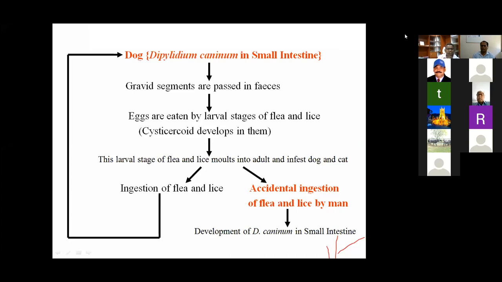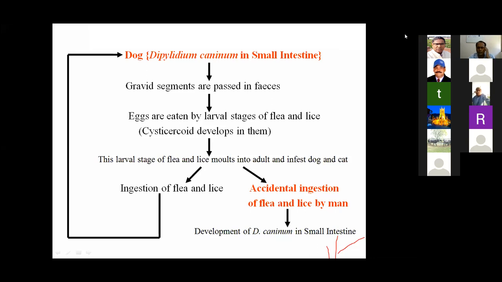These eggs are eaten by the larval stages of the flea. Remember that larval stages of the flea are coprophagous in habit. Fleas are blood suckers, but the larval stages of flea are coprophagous. They take these eggs when they feed on feces. And in these fleas, the egg converts into the next stage, which we call a cysticercoid, the larval stage of the tapeworm.